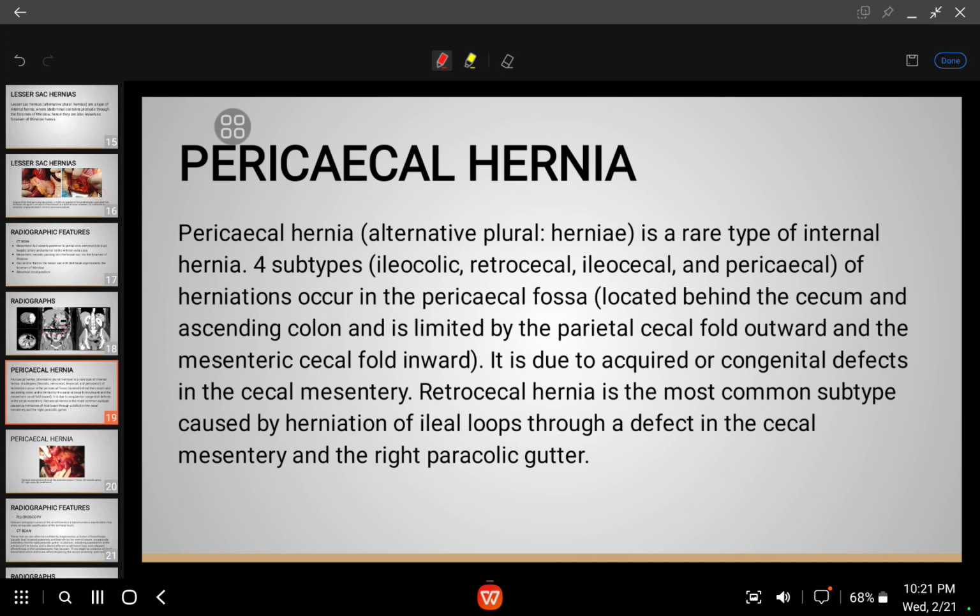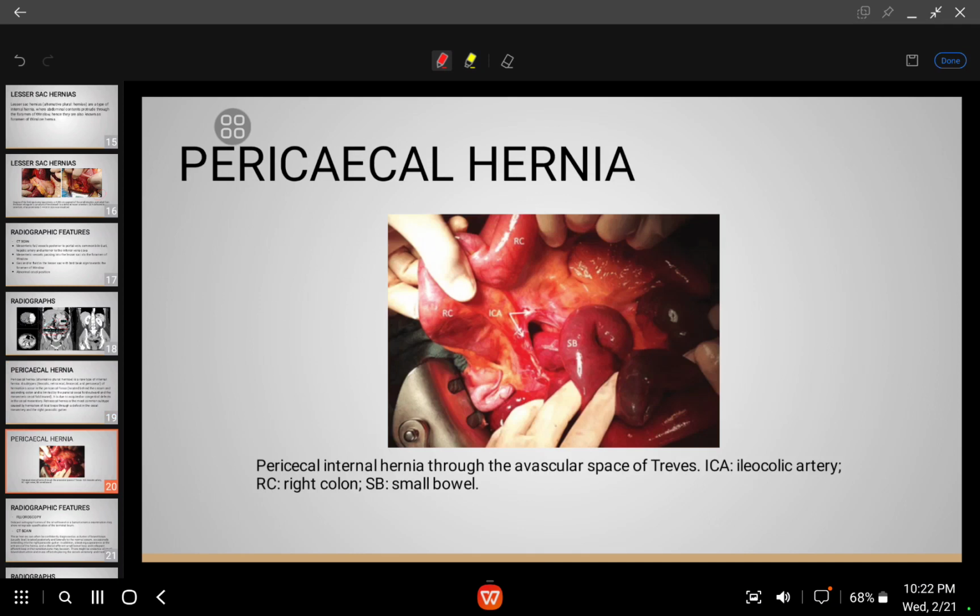So next is the pericecal hernia. Pericecal hernia is a rare type which has four subtypes: ileocolic, retrocecal, ileocecal, and pericecal. The herniation occurs in the pericecal fossa, which is located behind the cecum and ascending colon, and is limited by the parietal cecal fold outward and the mesenteric cecal fold inward. It is due to an acquired or congenital defect in the cecal mesentery, and the retrocecal hernia is the most common subtype, caused by herniation of the ileal loops through a defect in the cecal mesentery and right paracolic gutter. So here you can see a pericecal internal hernia through the avascular space of Treves, with the ileocolic artery, the right colon and the small bowel.